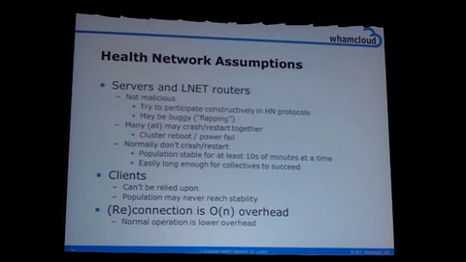So I think there are some valid assumptions we can make in the design of a health network. We should assume that servers and LNET routers are not malicious, that they participate constructively in health network protocols, but they may be buggy. So we have to be somewhat defensive in case the peers run across a bug which causes them, for example, to start up and crash and start up and crash.